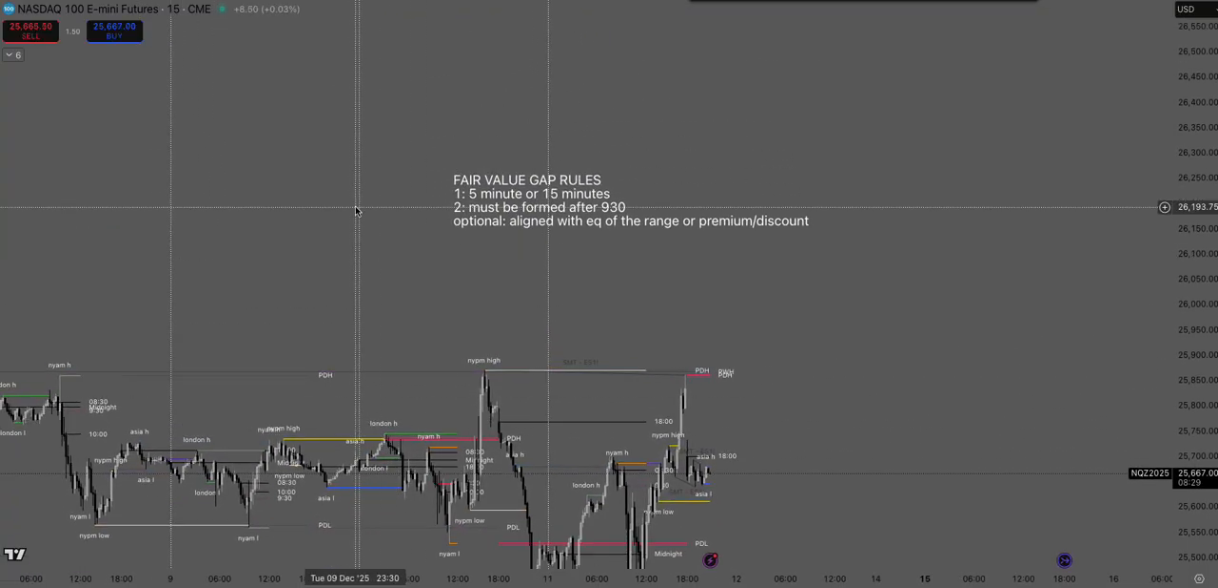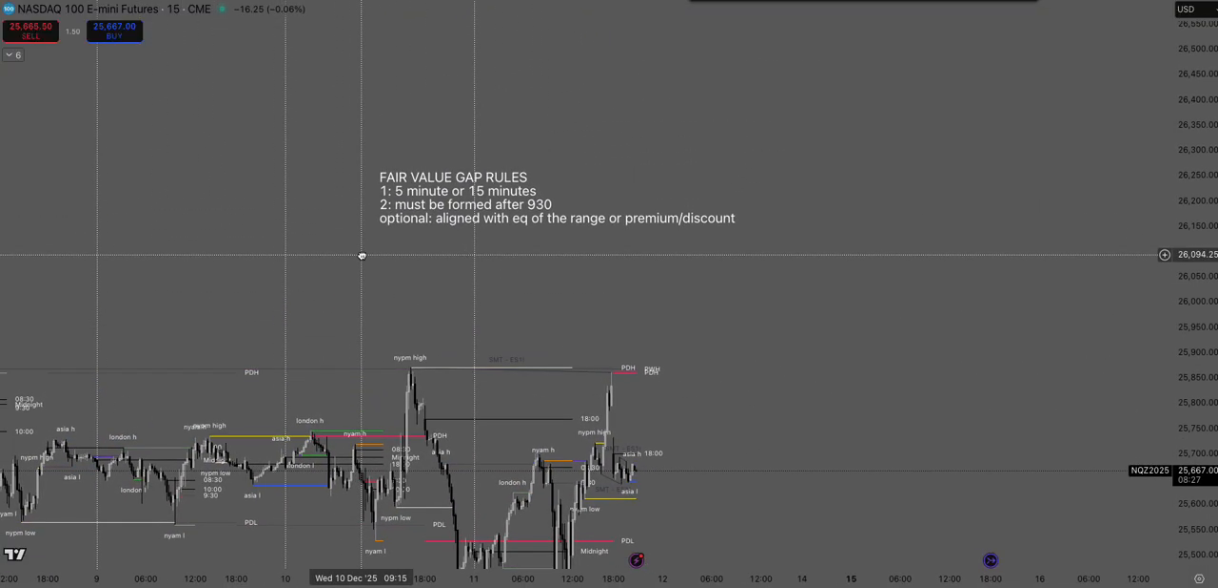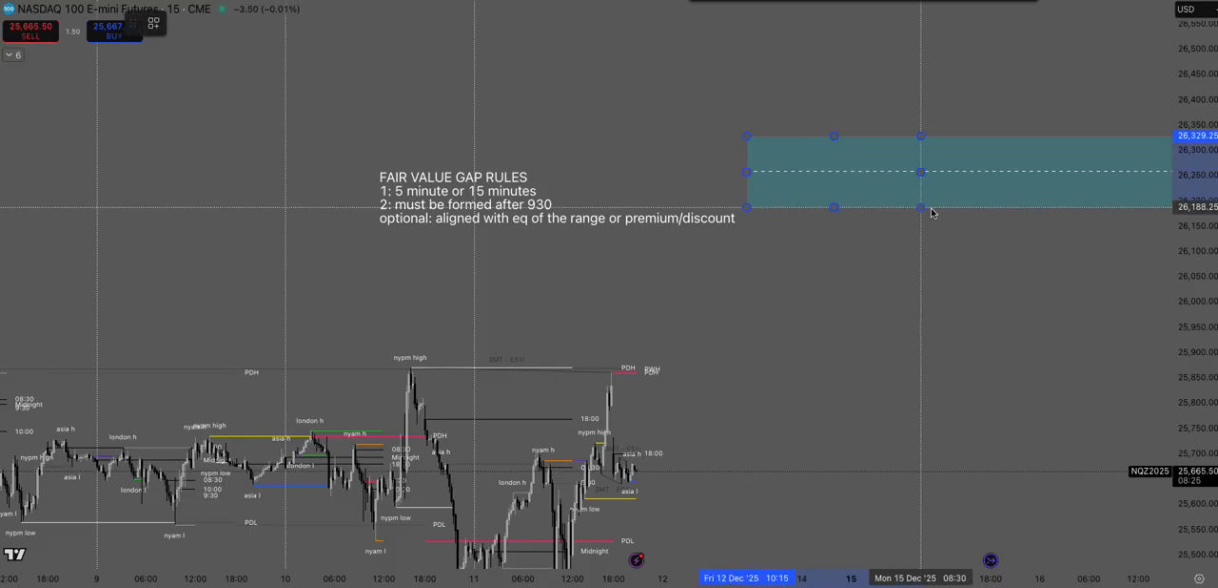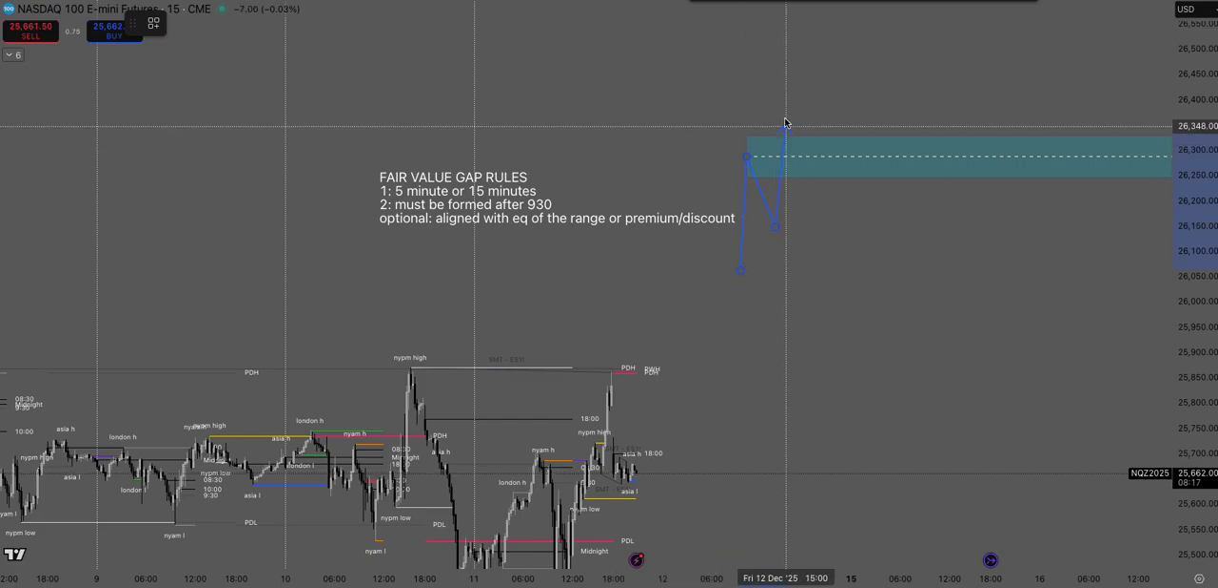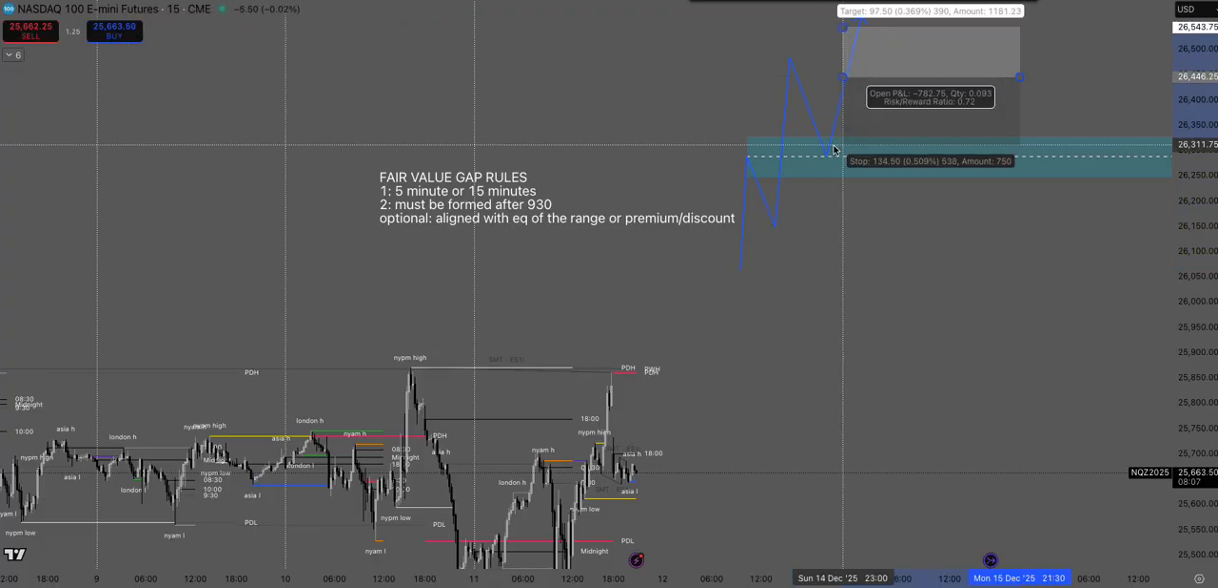So the rules I have: this is the fair value gap that I want to be retraced into, right? It's not a small one that I use for entry. This is where price is coming up and forms a gap. In order for me to go long, I need to see a retrace into this gap to then go long right here. I'm talking about this gap right here.